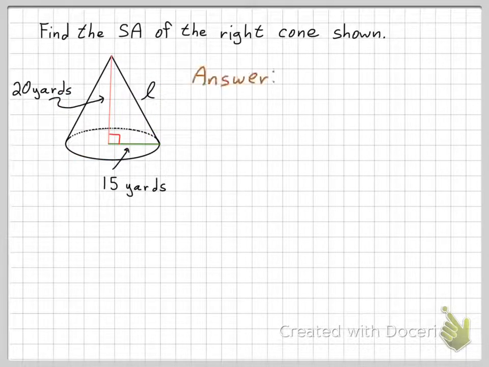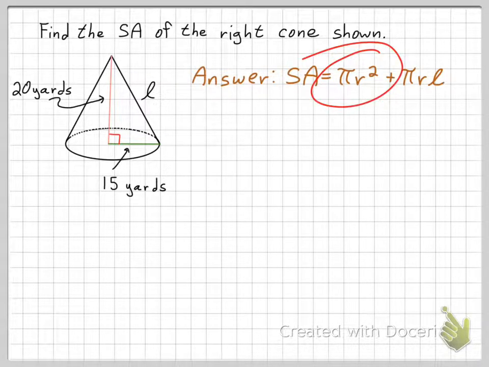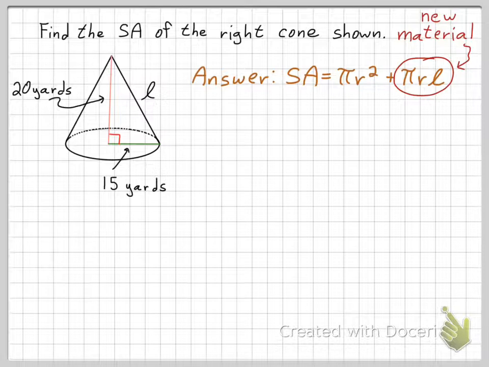So here's the answer. We have surface area is equal to pi r squared. Pi r squared, again, should ring a bell. That's the surface area of this circle. And then we have pi rl. Pi rl, interesting. That is new material. Remember, we're not asking you to memorize different formulas in Chapter 12. In Chapter 12, the way the textbook teaches it is they have you memorize a different formula for each different figure. That's not very efficient, and there's a lot of memorization that occurs.